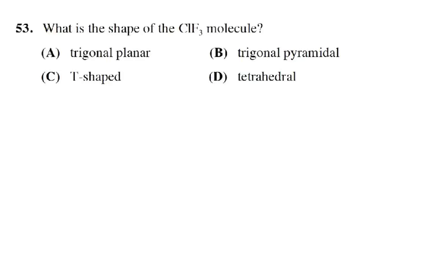So let's go back and look at our question. What is the shape of the ClF3 molecule? First thing we have to do is to draw what the ClF3 molecule will look like. Chlorine has 7 valence electrons. It's going to take 3 of them to hook on the fluorines.